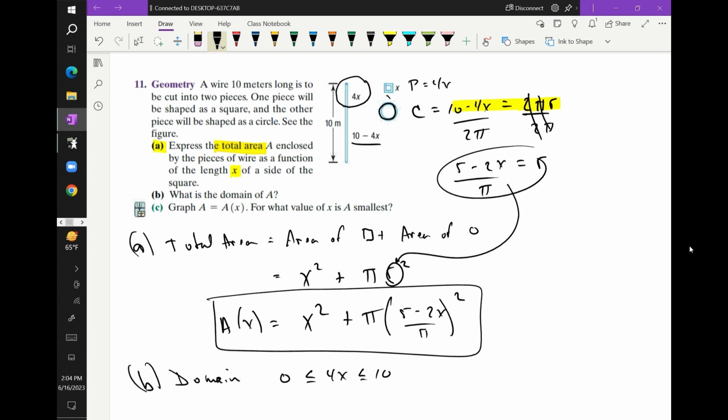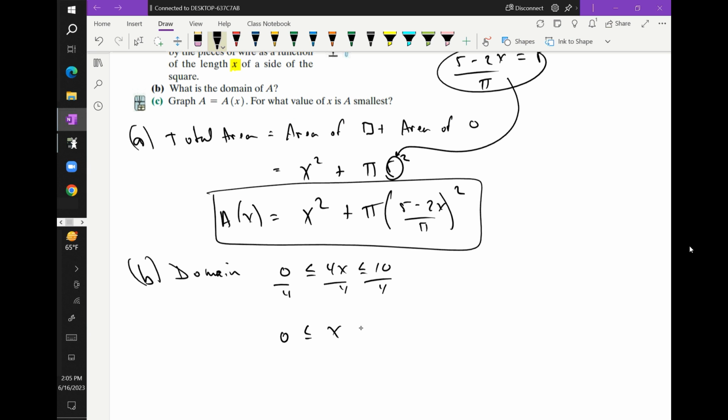If we let x be 0, then basically what we're saying is that we have no square, and the entire length of this wire is going to be wrapped around into a circle. If 4x equals 10, then we're using nothing for the circle. We're using everything then for the square. And so that's why we can say this is going to be between 0 and 10. So to solve this, we'll divide all sides by 4.